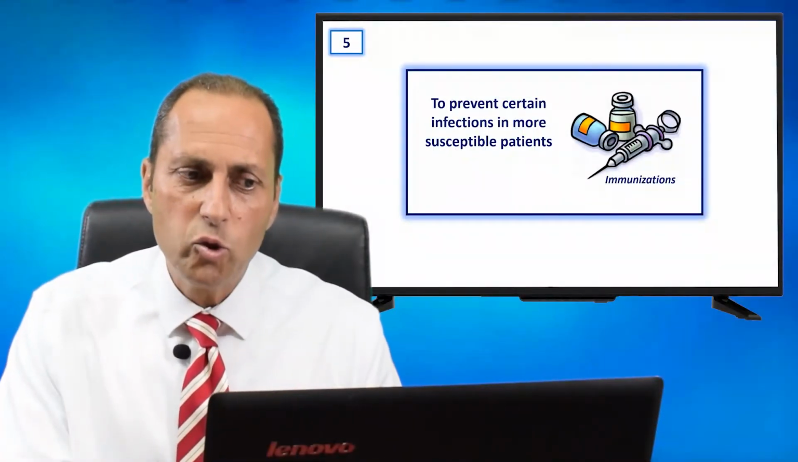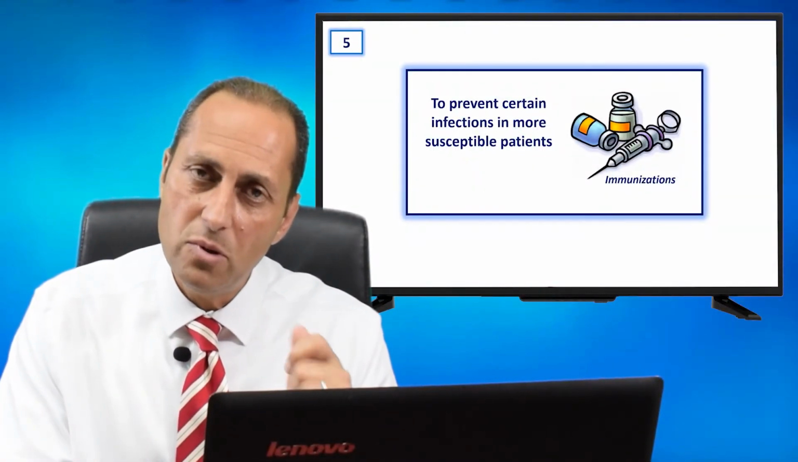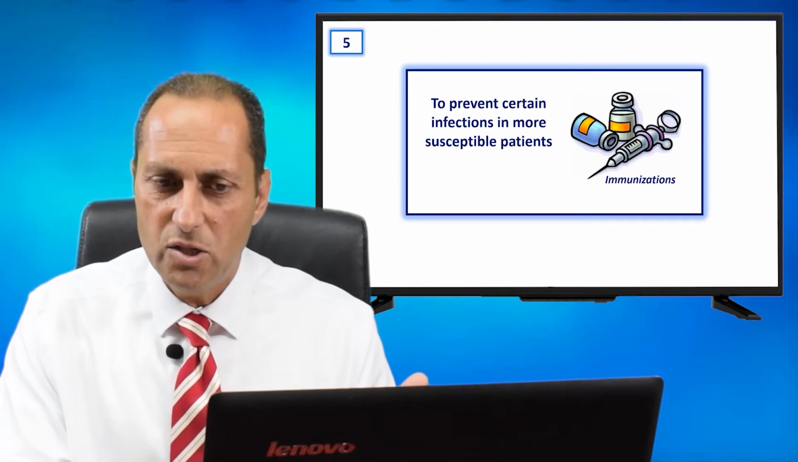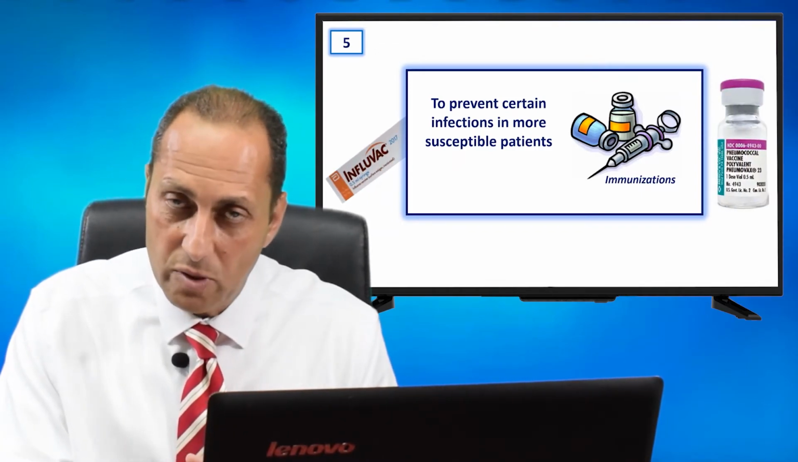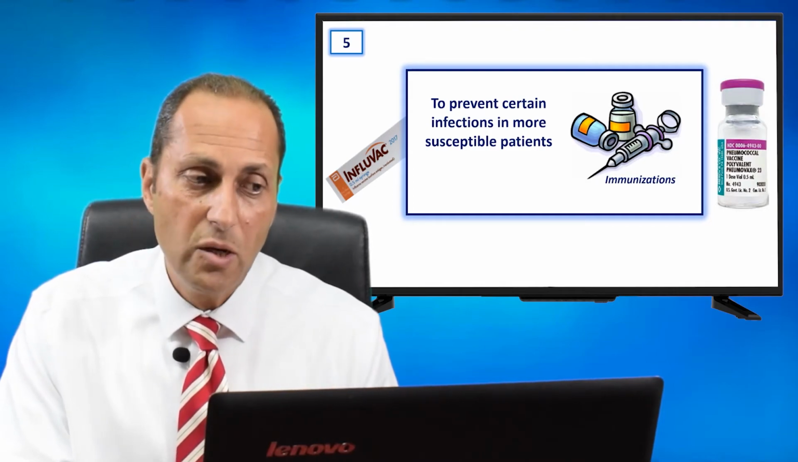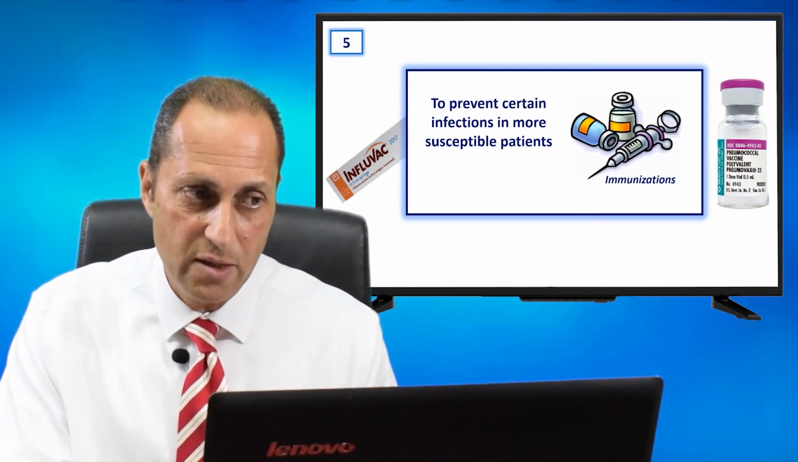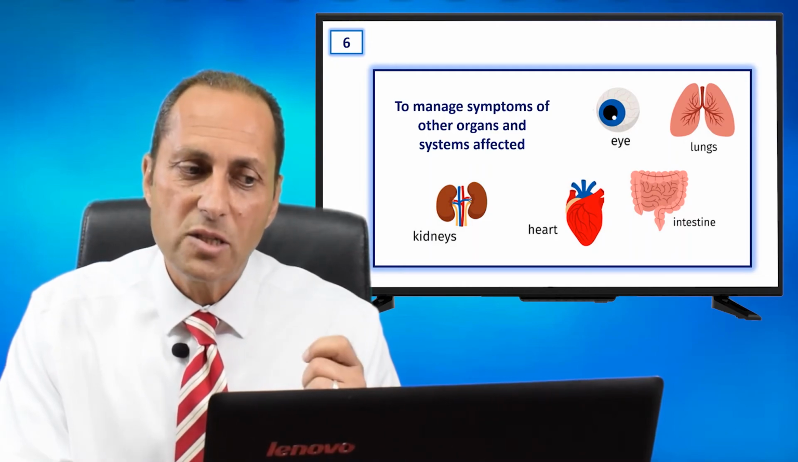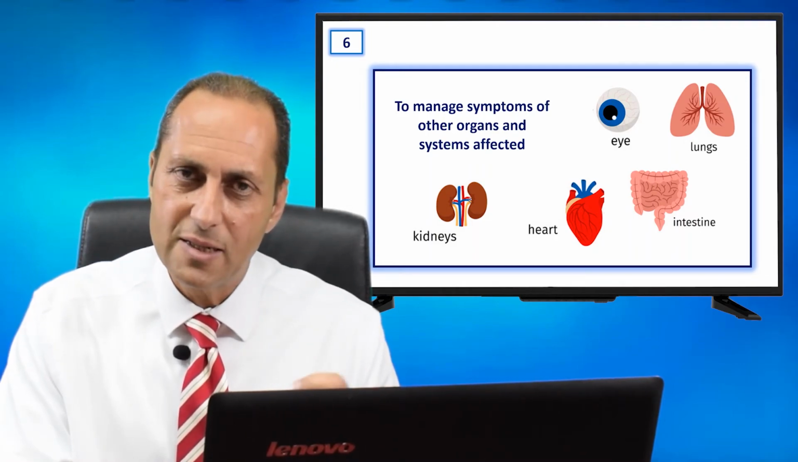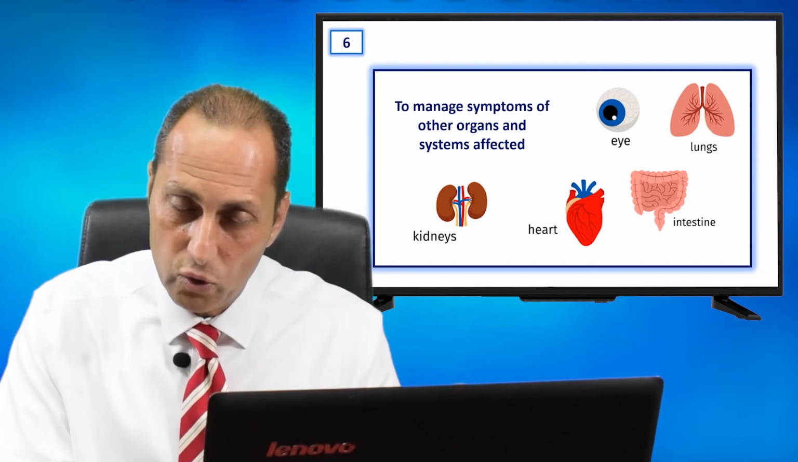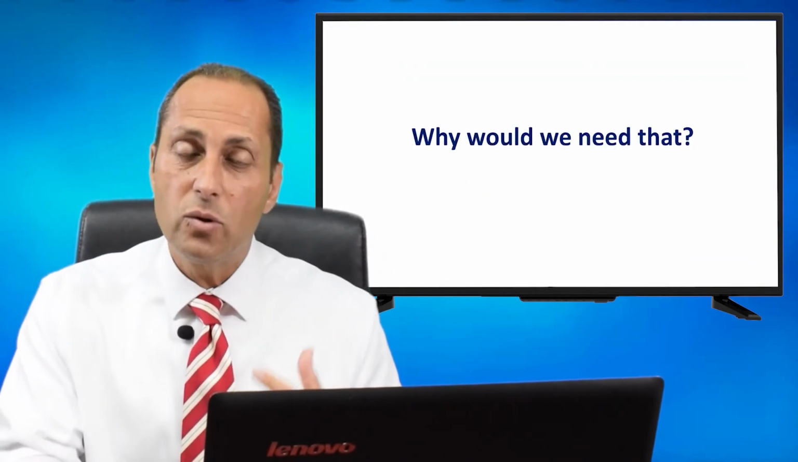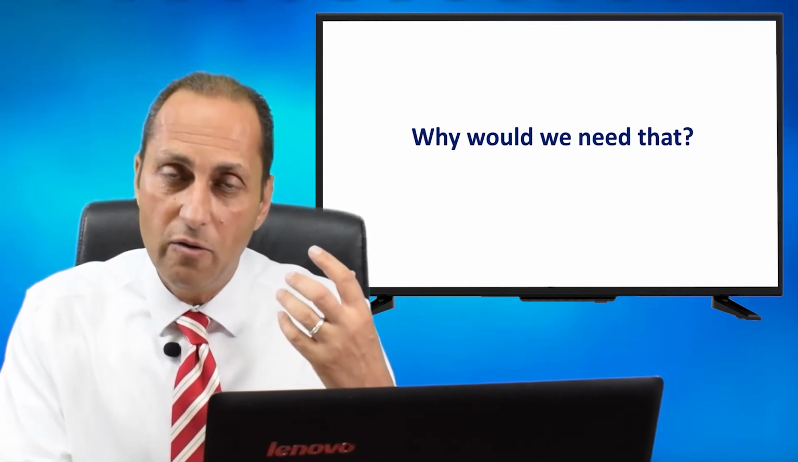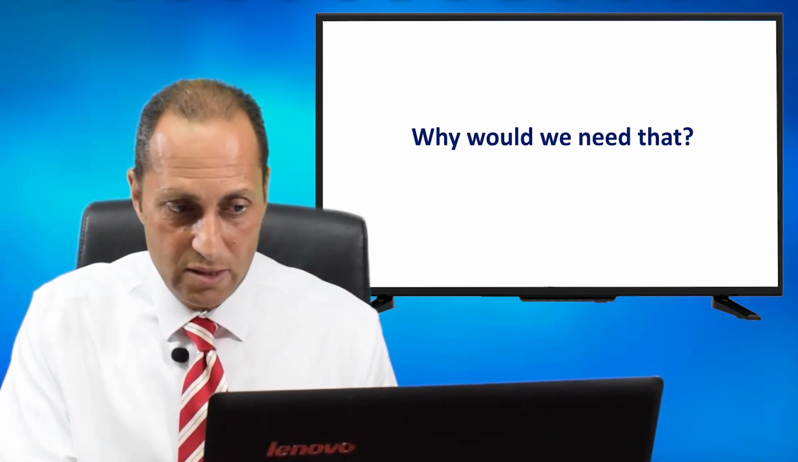Number five, to prevent certain infections in more susceptible patients, immunizations with influenza vaccine and pneumococcal vaccine are two famous immunizations that we prescribe to patients with autoimmune rheumatic diseases. Number six, to manage symptoms of other organs and system affection in this autoimmune rheumatic disease. Why would we need that? Why would we need to control the symptoms of other organs in an autoimmune rheumatic disease?